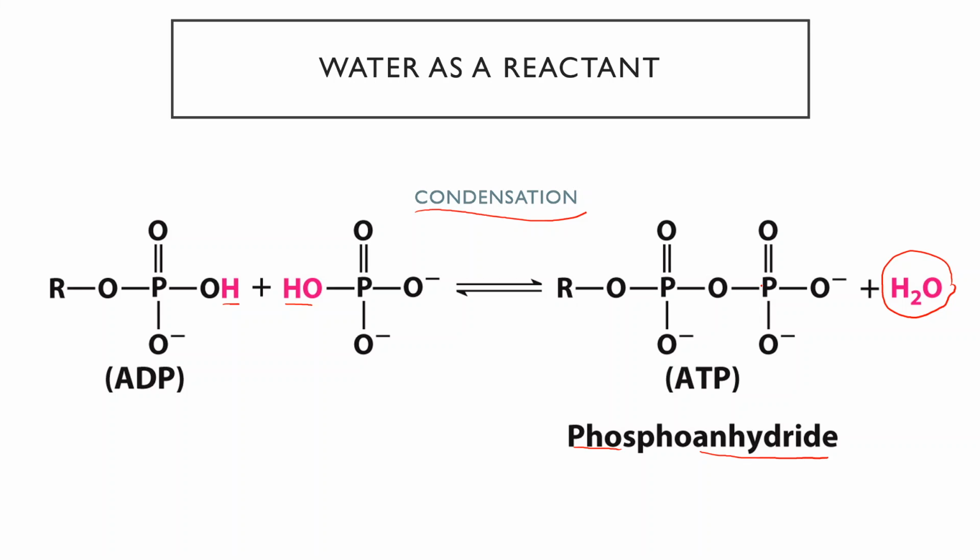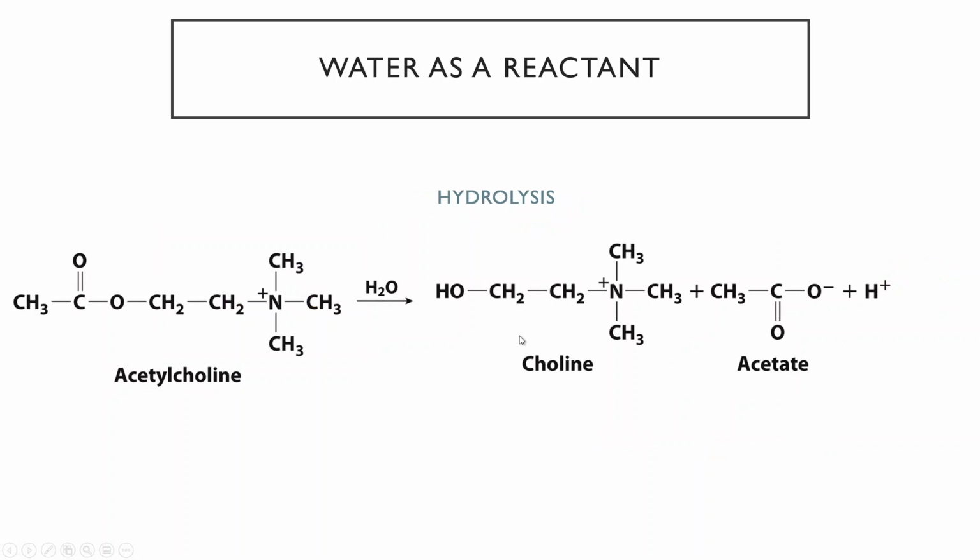In fact, water is produced through a lot of metabolic reactions, and some animals are able to survive in relatively arid environments by producing water through the breakdown or through the formation of other molecules. And then the opposite of a condensation reaction is hydrolysis.